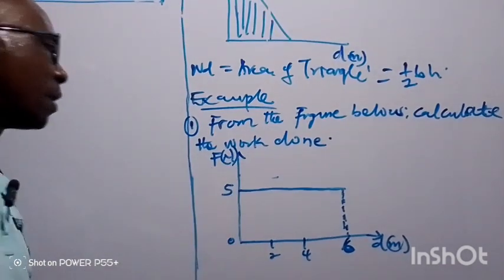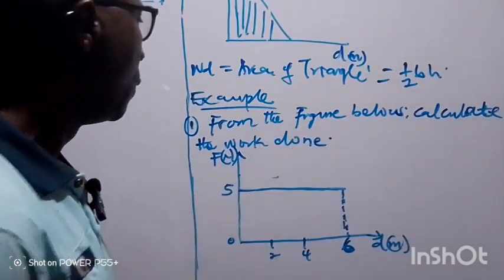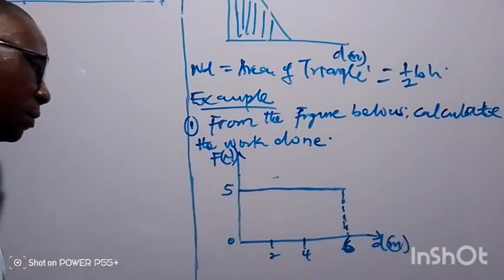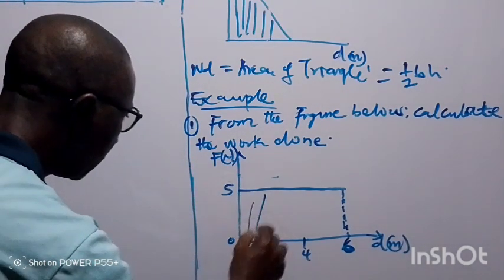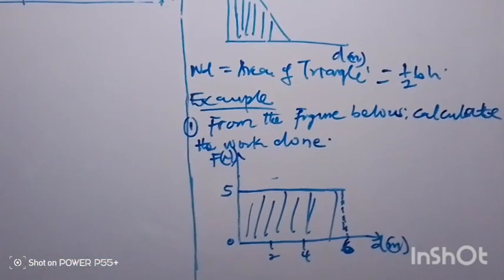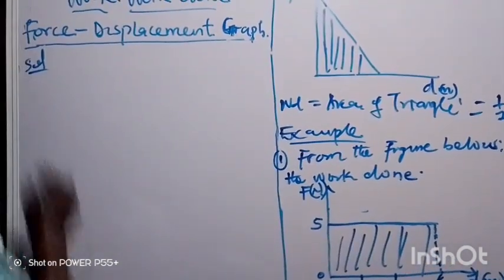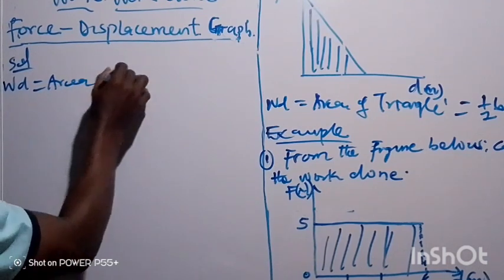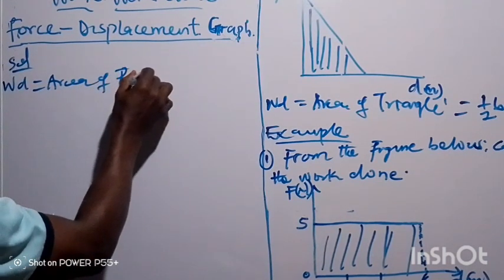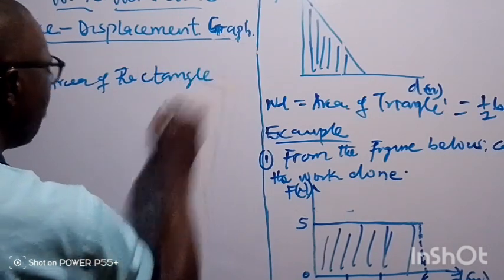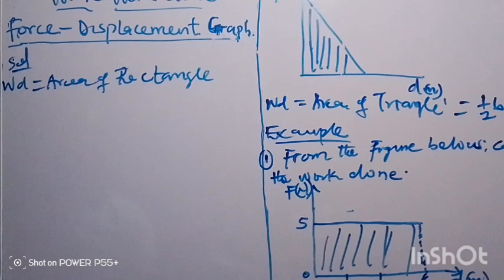Now let's take this one as example 1. From the figure below, calculate the work done. If you look at this shape, definitely this shape is a rectangle. And in mathematics, you can say work done is equal to area of rectangle. The area of a rectangle in mathematics is length times breadth.